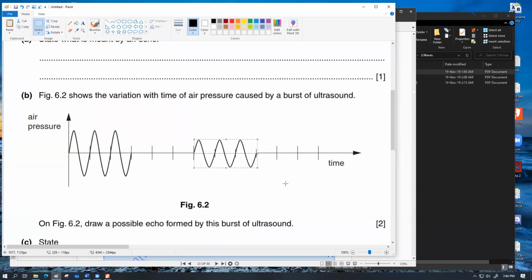So the time period would be exactly same. Only this would have a smaller amplitude. That's the variation you need to draw. We have 3 waves over here, so the reflection would also be 3 waves.